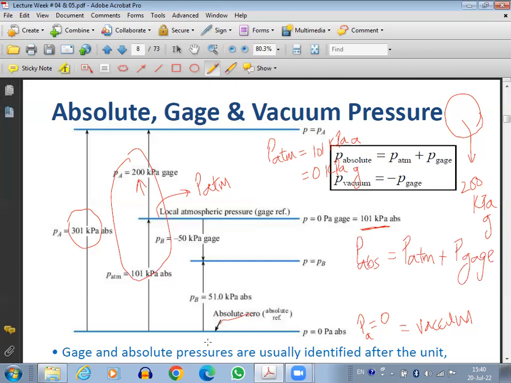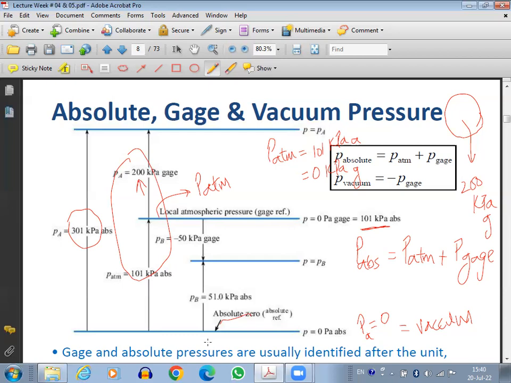First of all, what does gauge mean? In English, gauge means an instrument to measure.